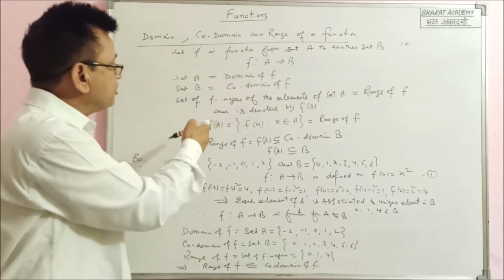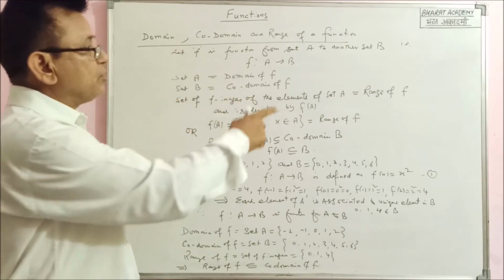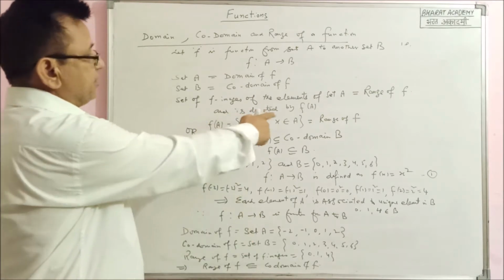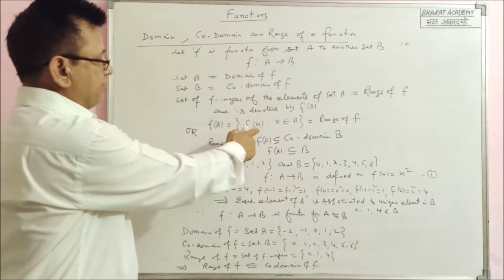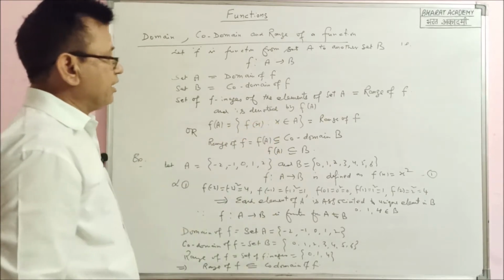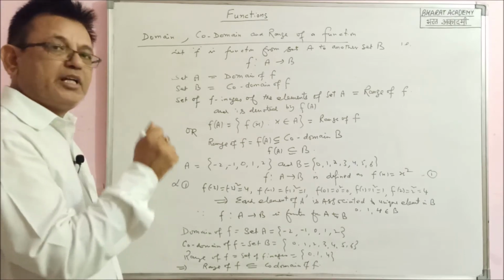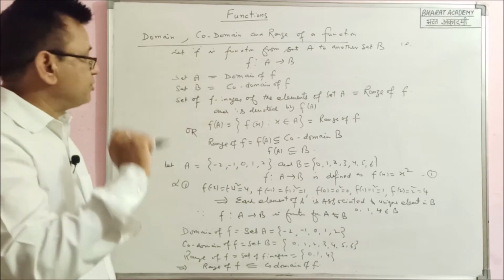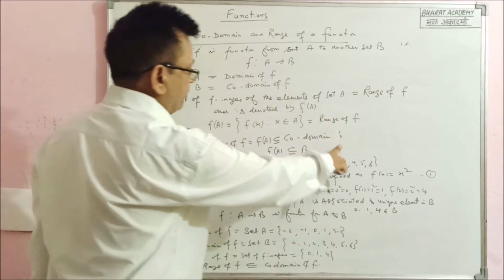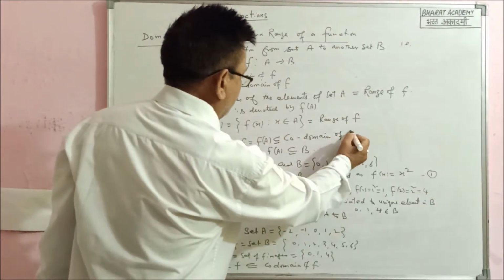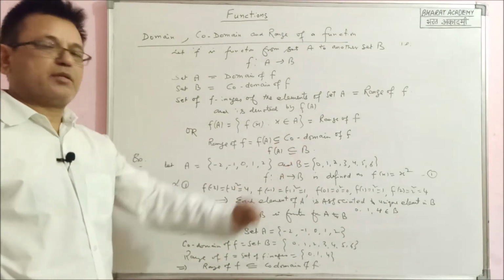And what about the range? The set of f images of the elements of set A is called the range of f, and it is denoted by f(A). f(A) is defined as the set of f(x) such that x belongs to A. It is called the range of f. It means the set of all f images of the elements of A will be called your range. And the range of f is always a subset of the codomain of f. Codomain of f means set B. f(A) is always a subset of B.